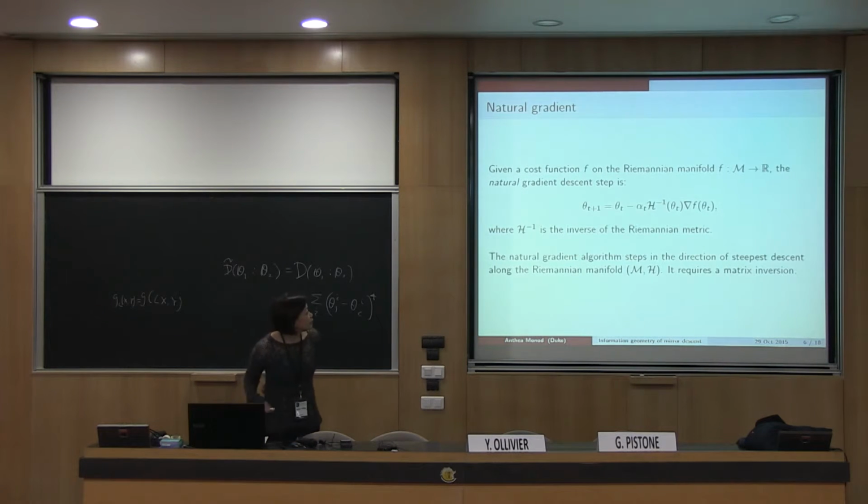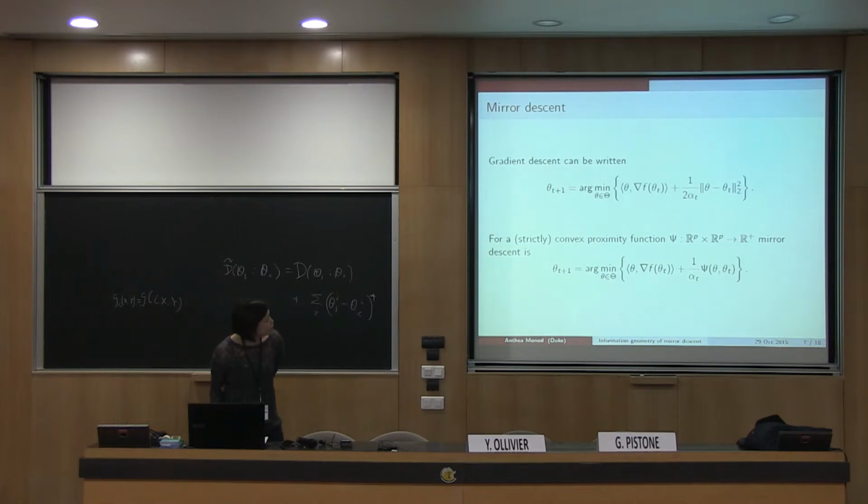Here, if we're going to do natural gradient descent, then our updating process looks like this. The natural gradient algorithm steps in the direction of steepest descent along the Riemannian manifold. This requires a matrix inversion, and it has similar flavors to online gradient descent, but is more generalized to allow for Riemannian manifolds of the parameter space.